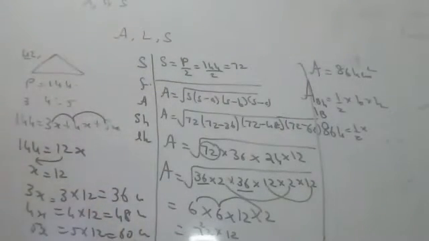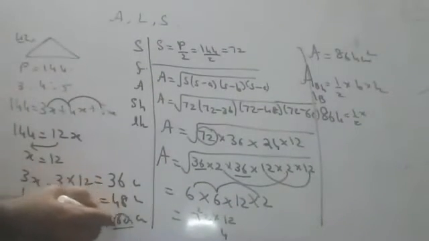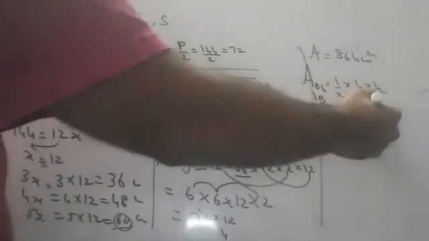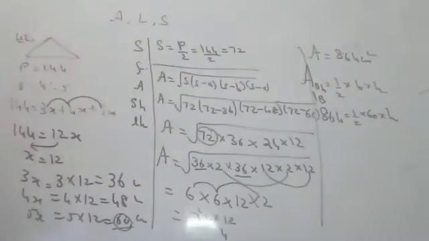This is the longest base. 60 is the longest base. You are able to understand, children? So 60 into h, then you will get the shortest height.